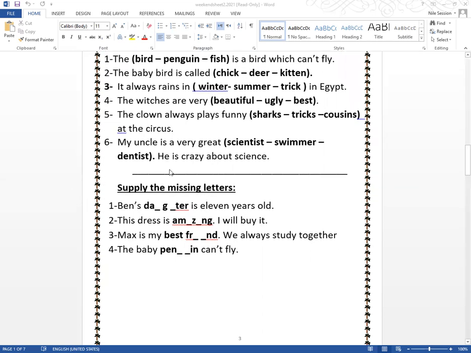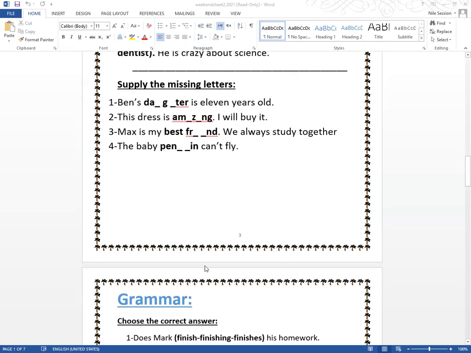Question number 2, supply the missing letters. Penny's daughter is 11 years old. So what are the missing letters here? U and G. This dress is amazing. I will buy it. So the missing letters are A and I. Max is my best friend. We always study together. So what are the missing letters here? I and E. The baby penguin can't fly. So the missing letters here are G and U. Okay, let's move to the grammar.